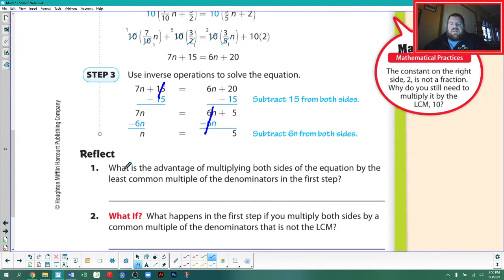So here it says, what is the advantage of multiplying both sides of the equation by the least common multiple of the denominators in the first step? Well, the big result here is that it eliminates all fractions.